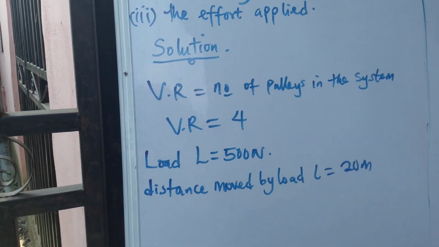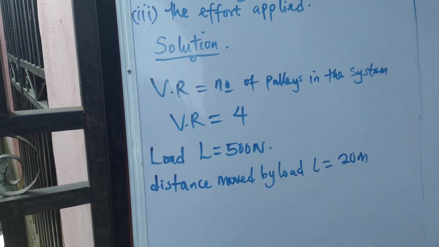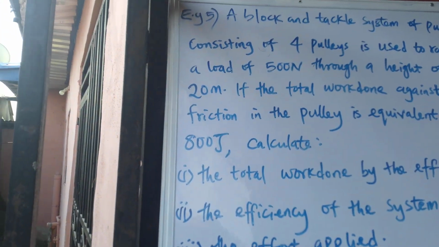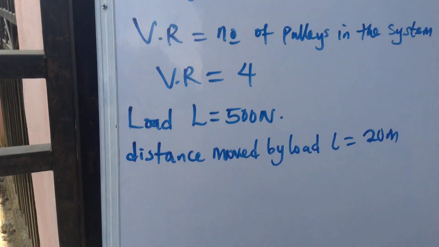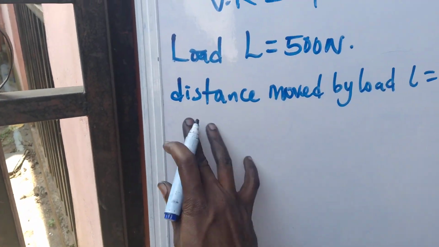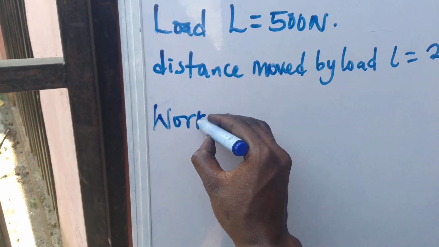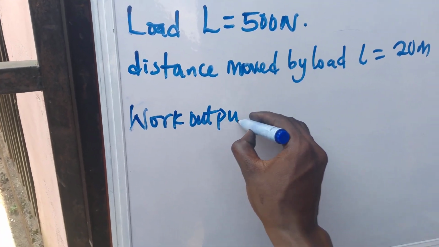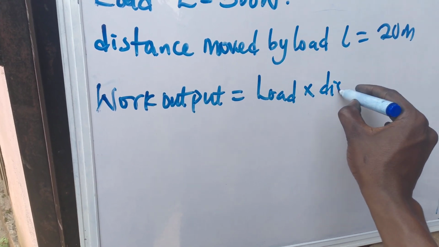It says if the total work done against friction in the pulley is equivalent to 800 joules, I'll take that down. Before that, first let's find the work output. Work output is equal to load times distance moved by load.